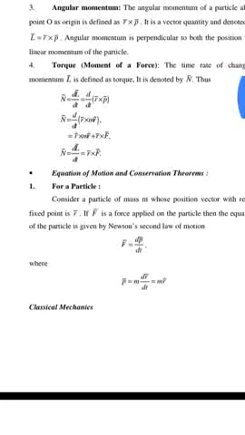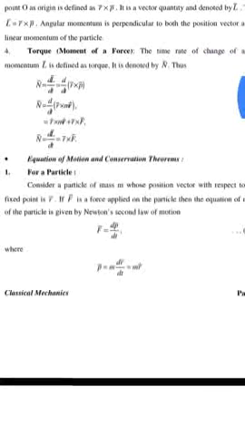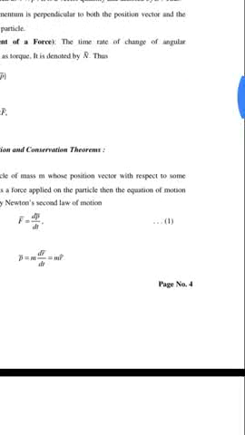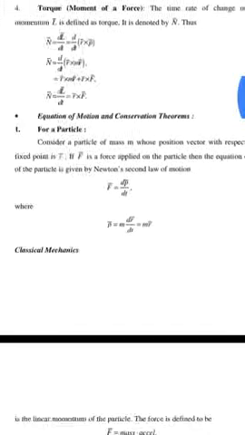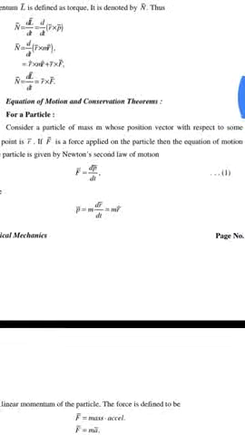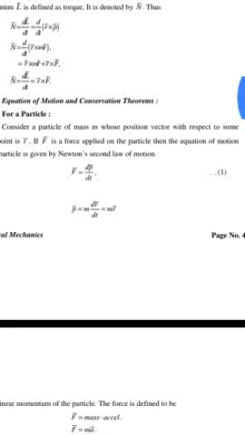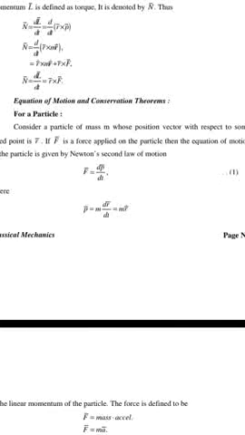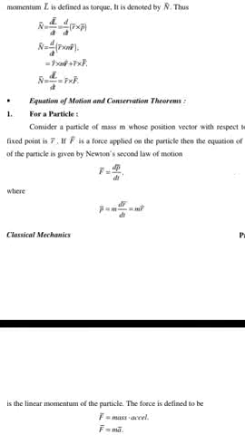Next one, equation of motion and conservation theorems for a particle. Consider a particle of mass m whose position vector with respect to some fixed point is r bar. If f bar is a force applied on the particle, then the equation of motion of the particle is given by Newton's second law of motion.